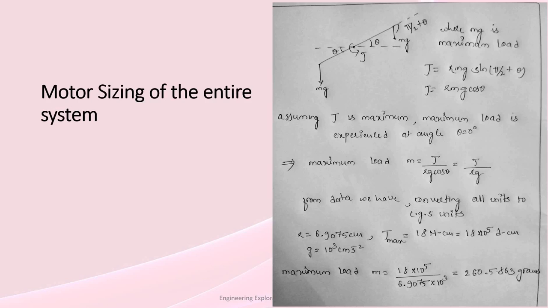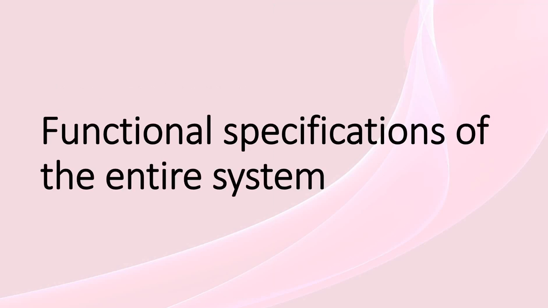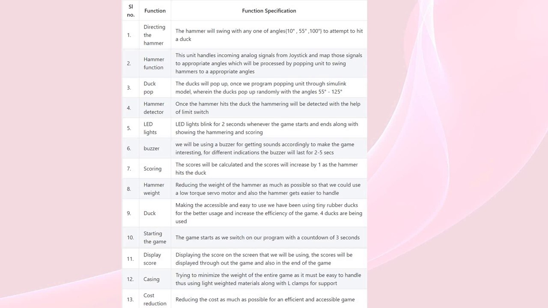As you saw, that was the motor sizing of our system. Moving on to the next slide, we have the functional specification of our gaming machine. The function was to direct the hammer. The hammer will be swinging at any of the angles, that is 10 degree, 55 degree or 100 degree, to attempt to hit a duck.